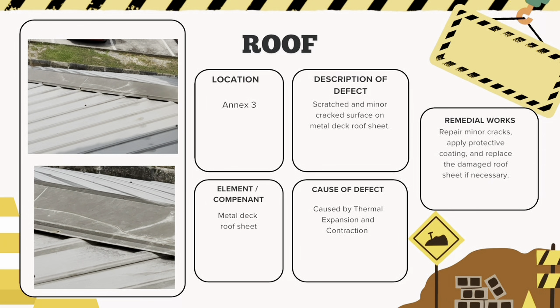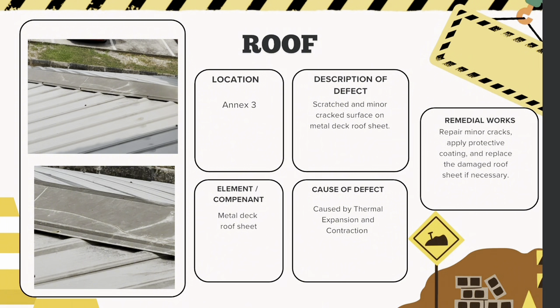Moving on to the second defect inspection, the defect is located at NX3 involving the element or component metal deck roof sheet. During the inspection, it was observed that there is a scratched and minor cracked surface on the metal deck roof sheet. The possible cause of this defect is thermal expansion and contraction. To address the issue, the recommended remedial works are to repair minor cracks, apply protective coating, and replace the damaged roof sheet if necessary.